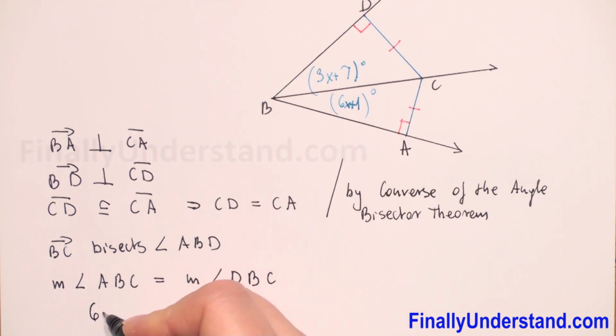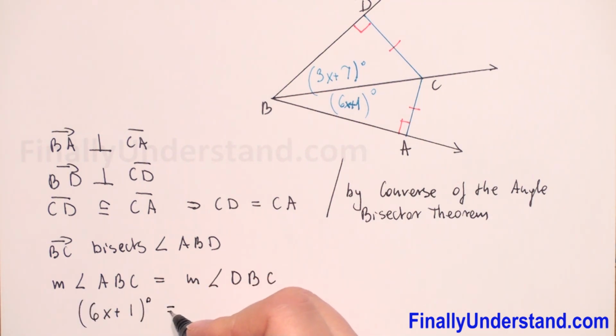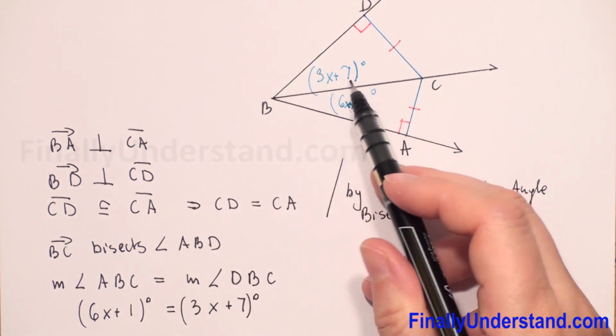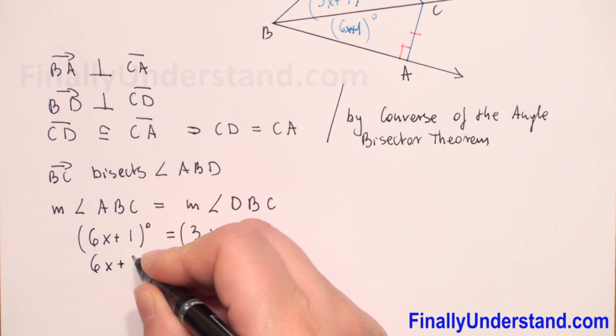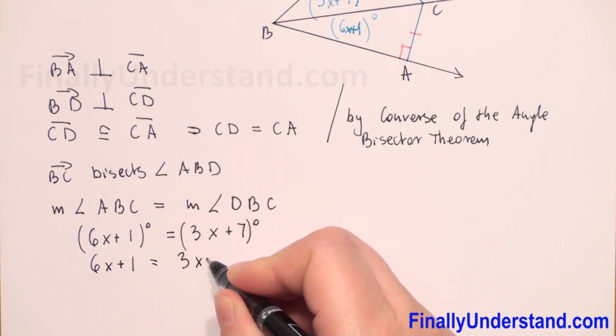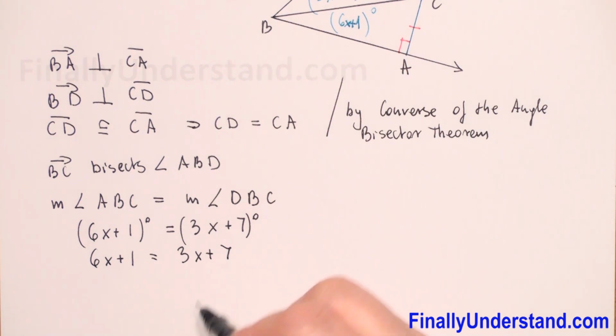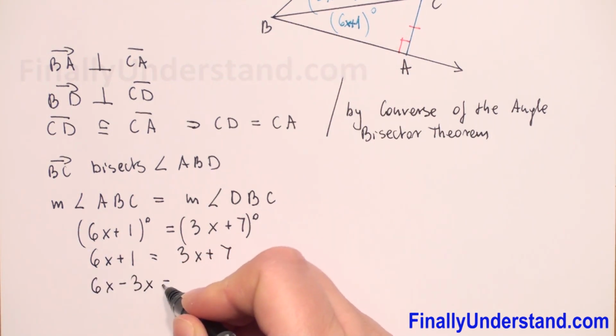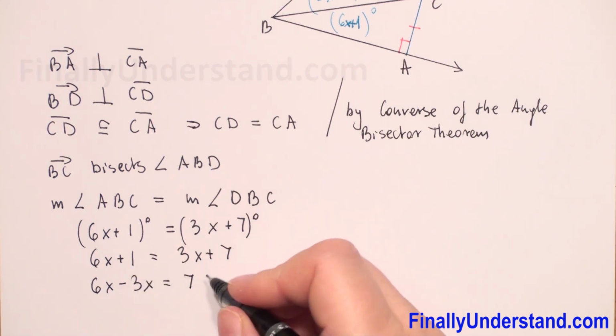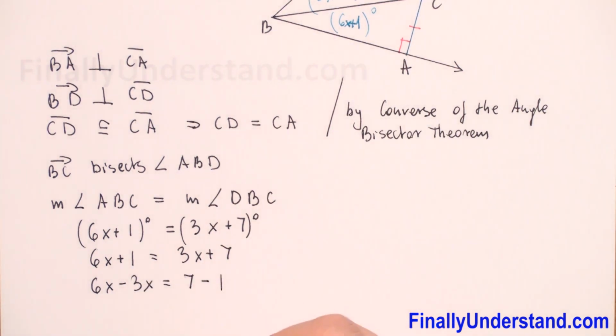So we have an equation, because the measure of angle ABC is given by this expression. So we have 6x plus 1 degrees is equal to 3x plus 7 degrees. Let's forget about degrees. So we have 6x plus 1 is equal to 3x plus 7. I will move 3x to the left side, so we have 6x minus 3x is equal to 7, and 1 to the right side, so it will be negative 1.